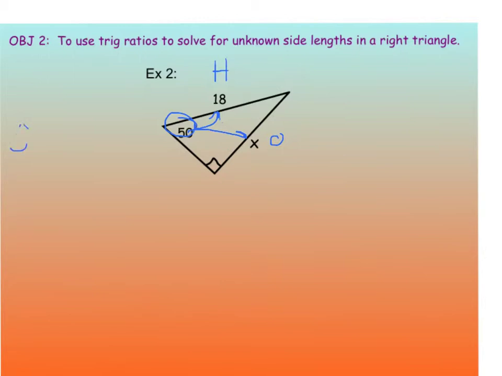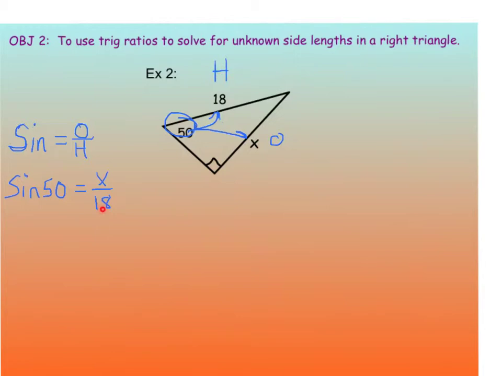We're going to write sine, and I like to write O over H just so we can use it. Next step, write sine, and we're going to put our angle there, our 50, equals, what's the O? X. What's the H? 18. So I took sine of 50, and just took that number 50 right there, and I took our O side, our X, and our H side, and put it down there.